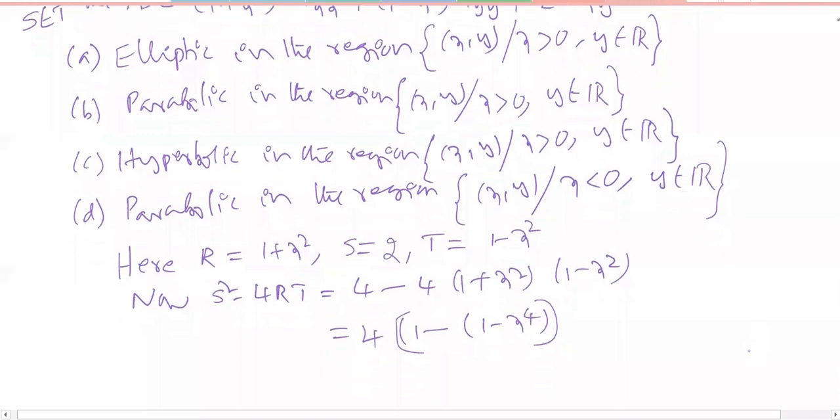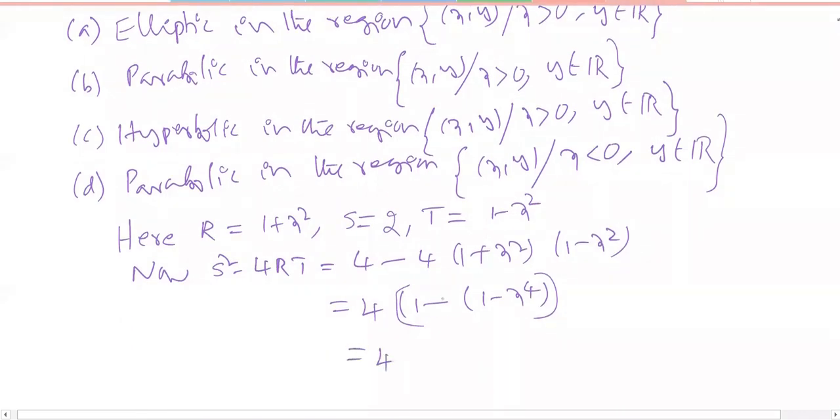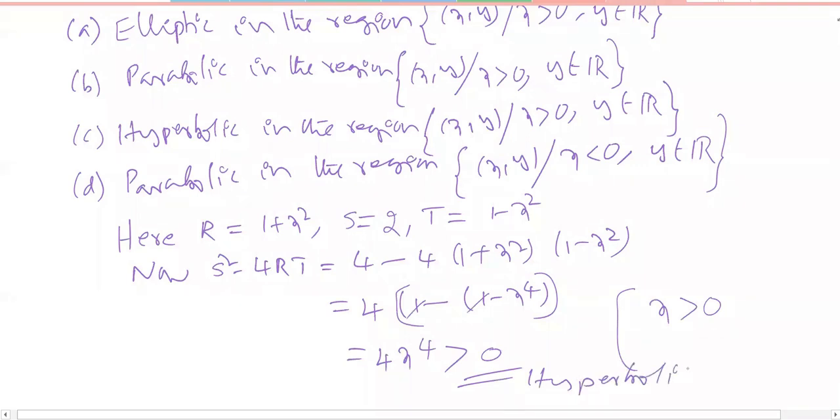Okay. A minus b into a plus b. So here 4 times of this one will be cancelled, leaving x to the power of 4. For all x, already we are given x is positive number. And x power 4 is also positive. Even if x is a negative number, it is okay. We are independent of y. Y is any real number. And in this case, this is greater than 0. Greater than 0 means s square minus 4rt greater than 0. That means it is hyperbolic. So option C is the right one.